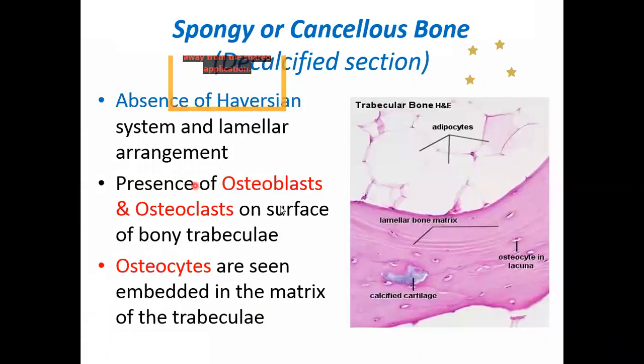We can see osteoblasts and osteoclasts on the surface of the bony trabeculae. Again, it's maybe not very clear here. Osteocyte, can you see this cell over here? These are called osteocytes in the lacuna. The white space is called the lacuna. If you see any cell on the surface, they are osteoblasts, and if it is a little larger, it will be an osteoclast.